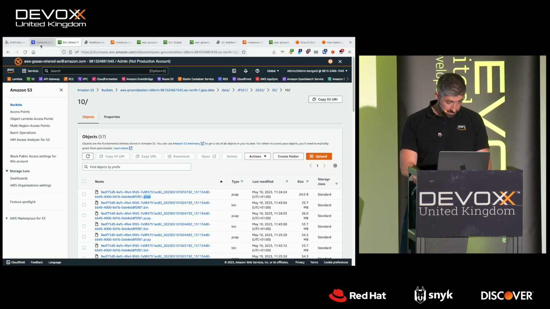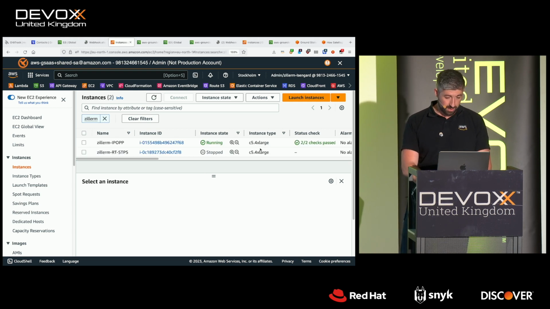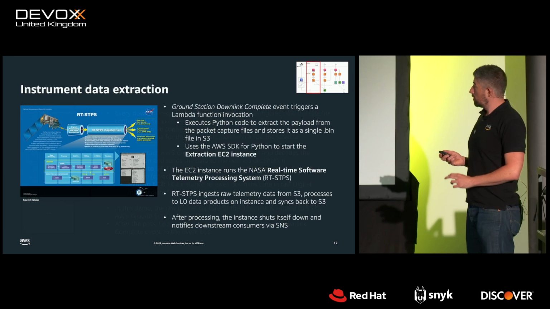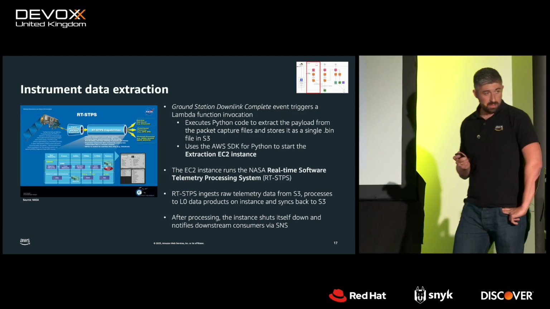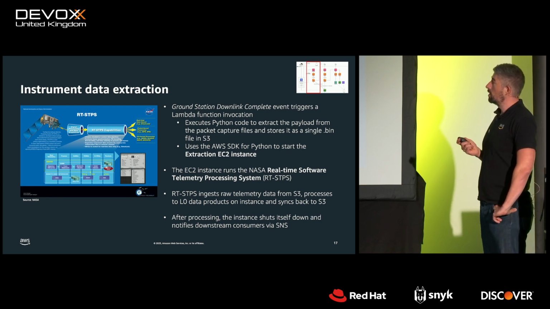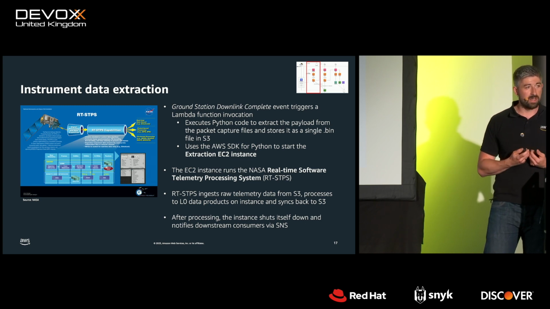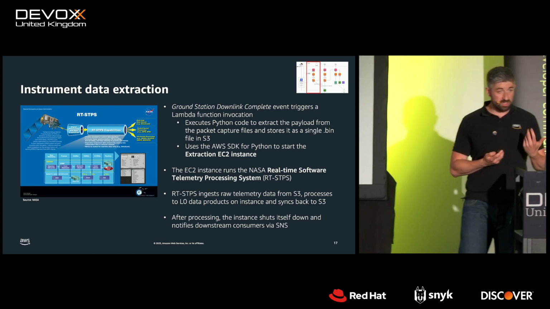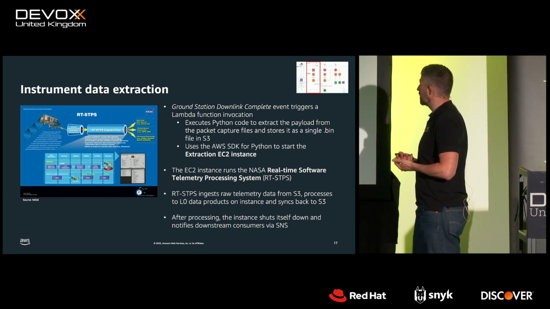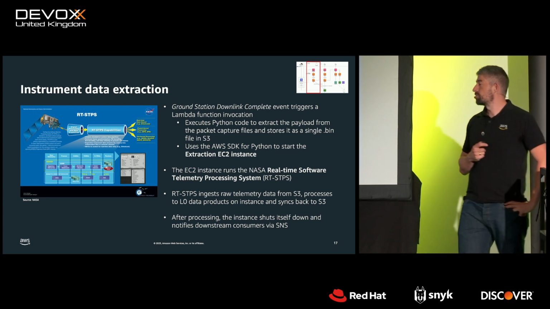All right. So if we look at this, there's now an EC2 instance running that is processing the data. After we got the data from the satellite as the packet capture in S3, the GroundStation downlink complete event triggers a Lambda function, and that Lambda function just executes some Python code that extracts the actual payload and puts it into a single binary file, a bin file that is stored in S3 again. It then uses the AWS SDK to programmatically start the EC2 instance that is responsible to process the data from raw to L0. That is happening on the extraction EC2 instance.